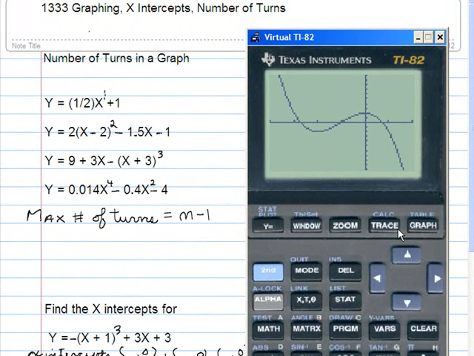Now, it doesn't matter which one you go for first. I just hit the trace. Hit the up arrow. There you can see it. Whoa! Looks like we landed right where y is 0.